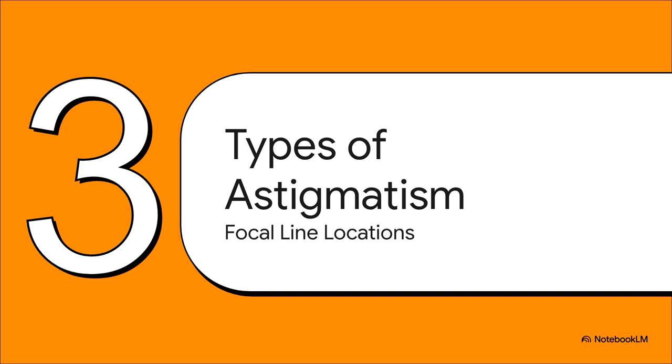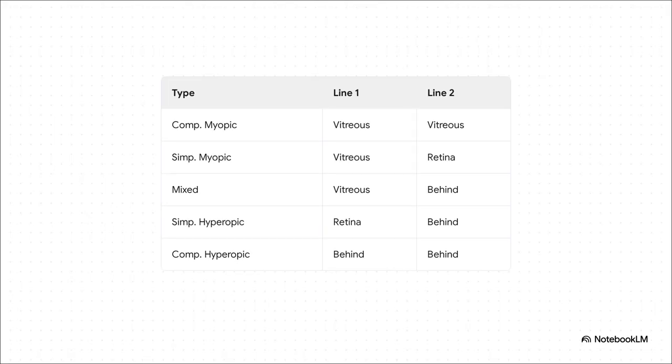Okay, Section 3, the 5 types of astigmatism. Look at this table and really try to visualize the globe as we go through these. There are basically 5 possible anatomical configurations here. In compound myopic, both focal lines are just floating up there in the vitreous. In simple myopic, one is in the vitreous and the other is already parked on the retina.